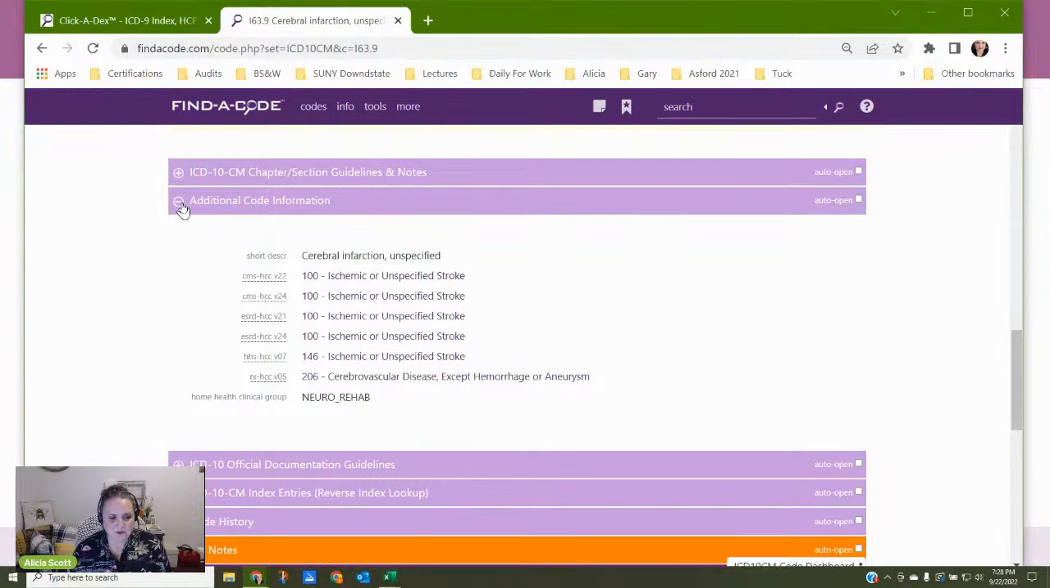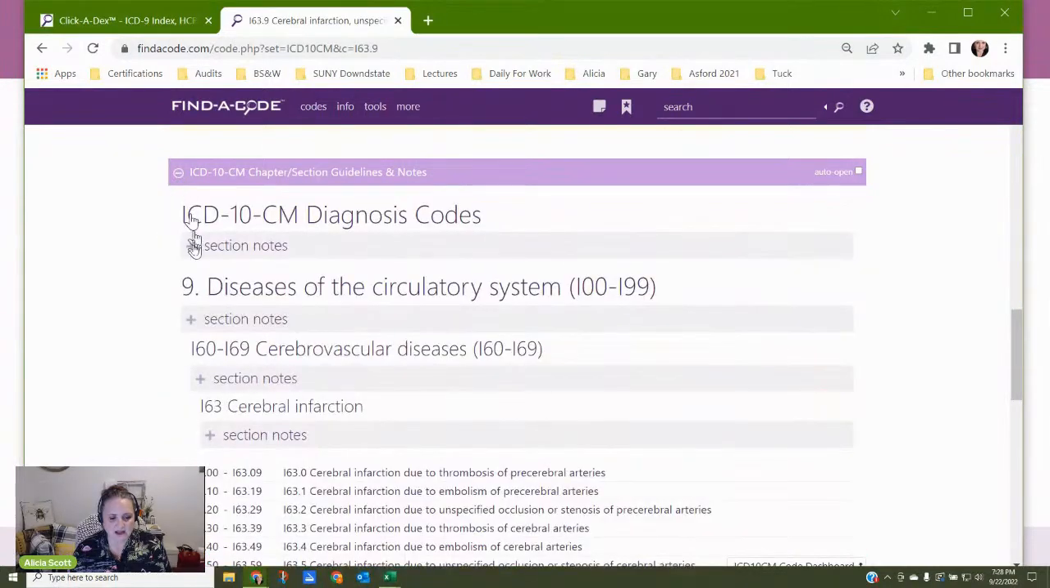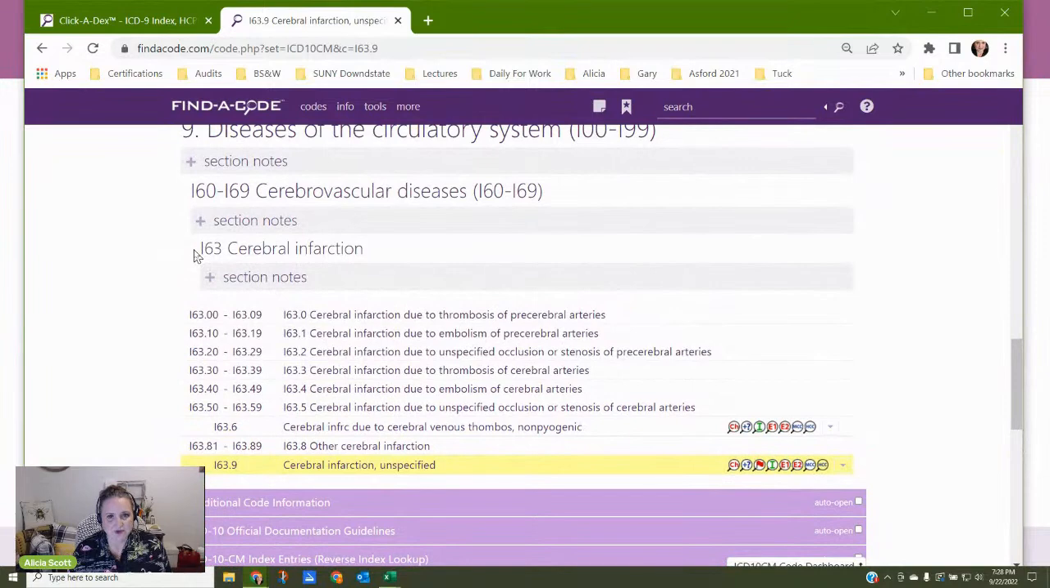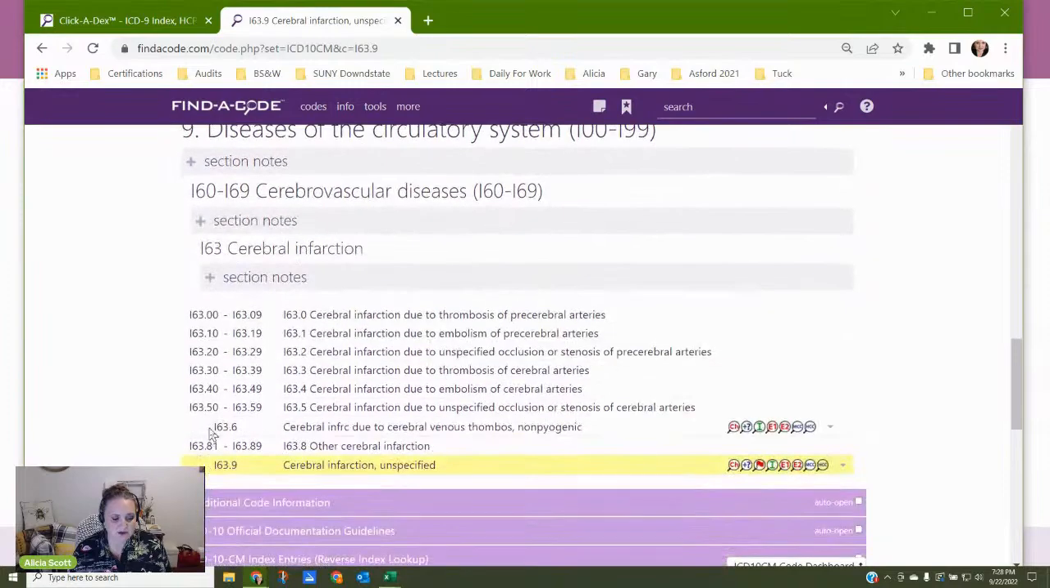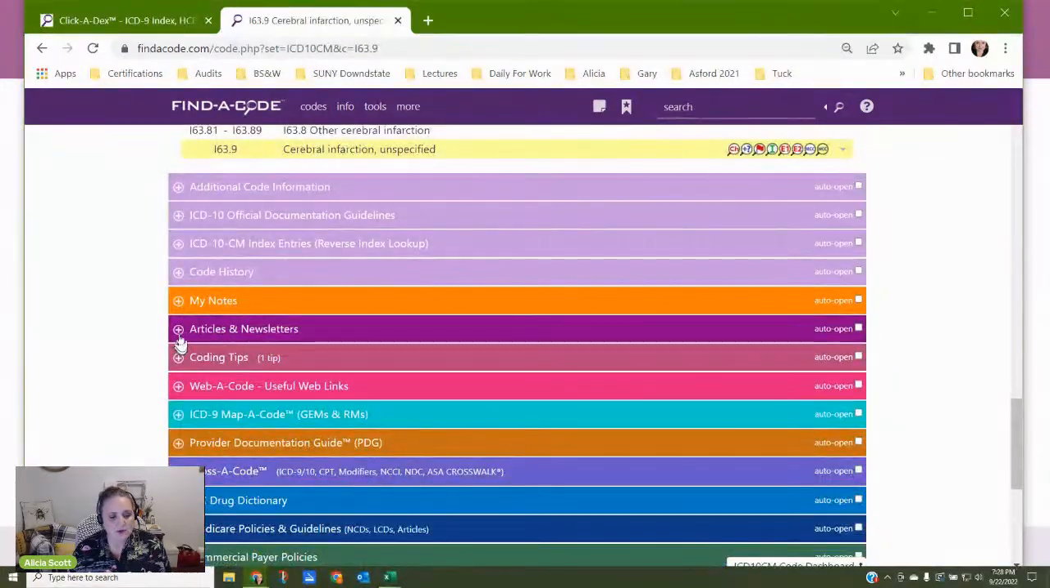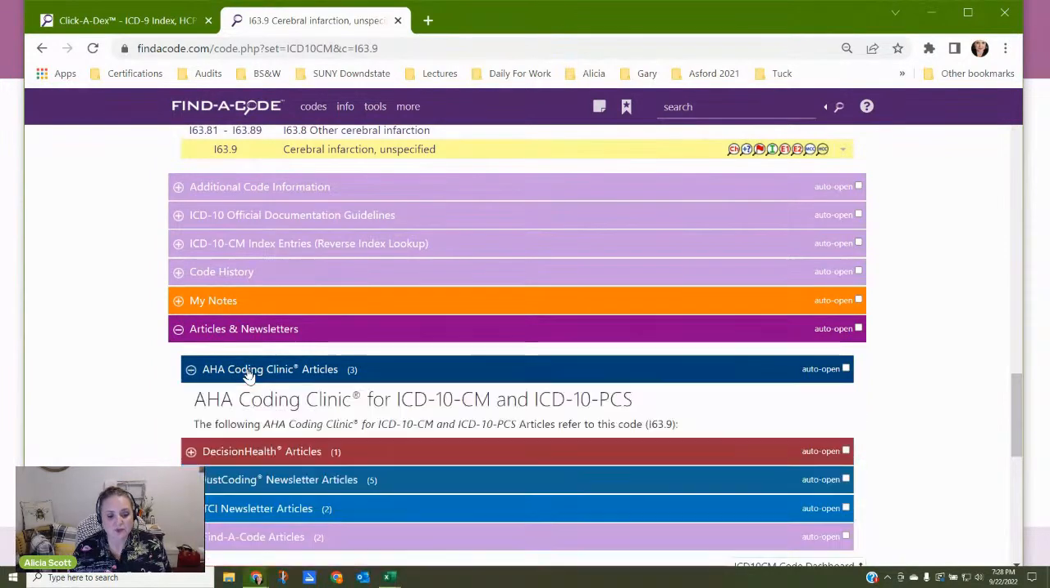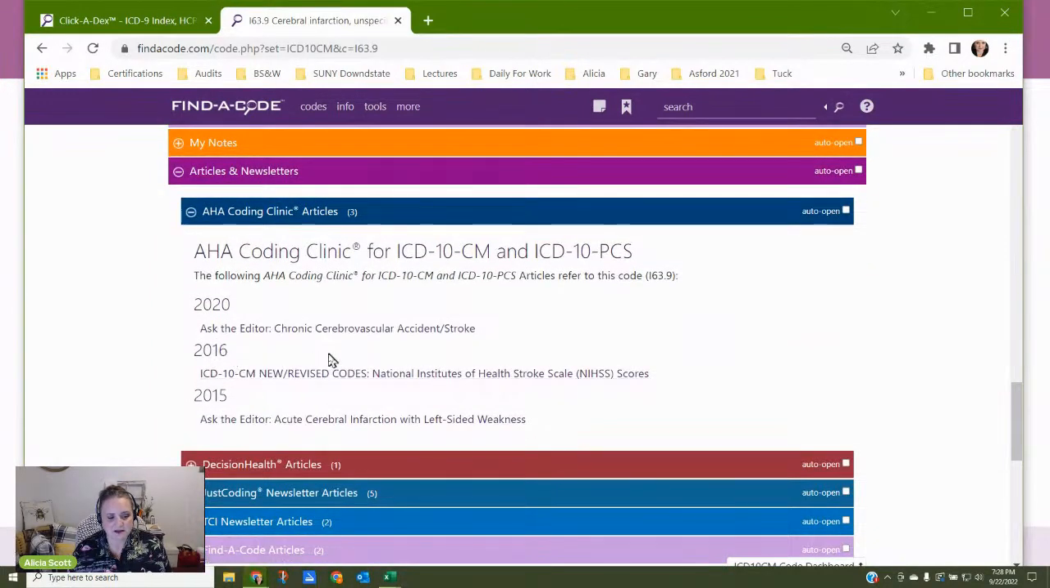Okay, let's collapse that. What is some more information about the code or the guidelines about the code? It breaks it down, easy view. I have to tell you, it's brilliant if you're an educator. We do take advantage of that. But what about articles? There are 3 coding clinics. We have one about CVAs and strokes. Here's the health stroke scale, and notice that code, acute cerebral infarction with left-sided weakness. Let's see what this one says.